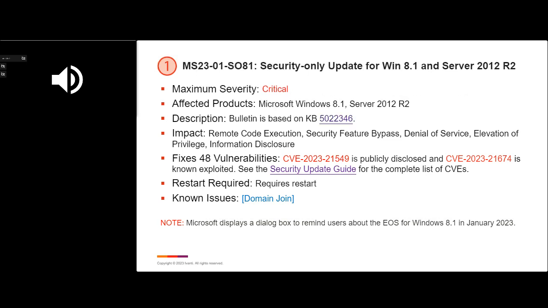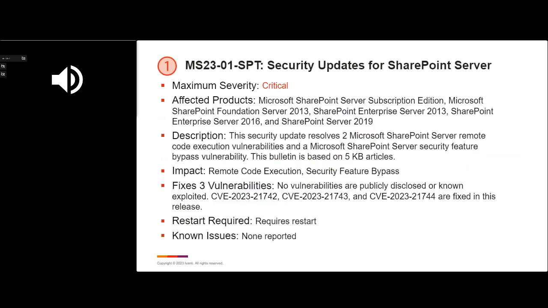And of course, we have the security-only release as well for Windows 8.1 and Server 2012 R2. And as I mentioned every month, the reason these two are grouped together, and I just saw Windows 7 and Server 2008 R2 lumped together, is because they have the same basic operating system kernel, and many of the patches apply in a similar fashion across those.